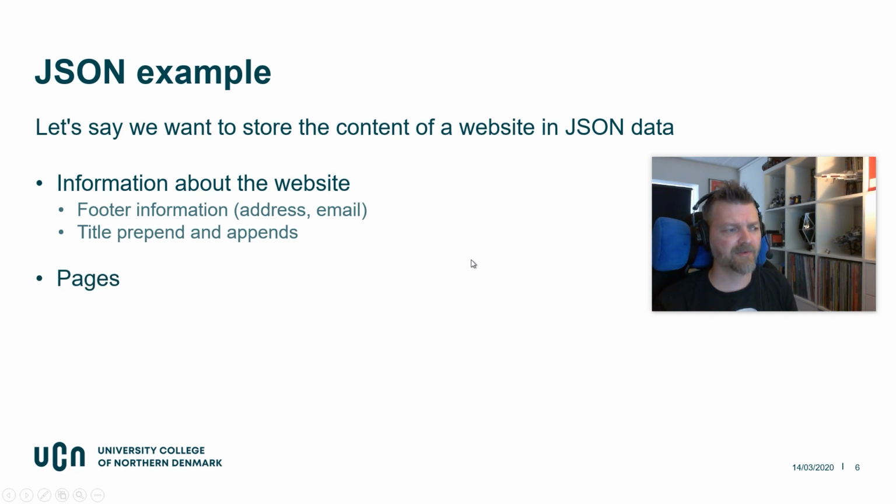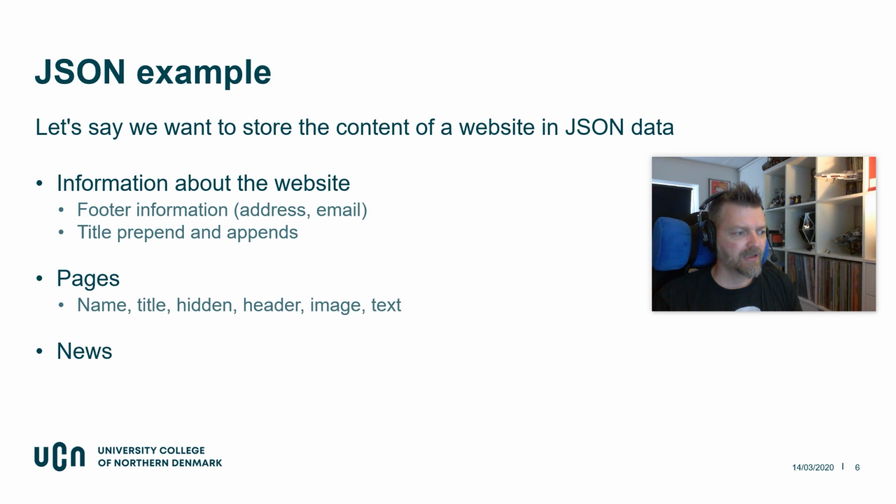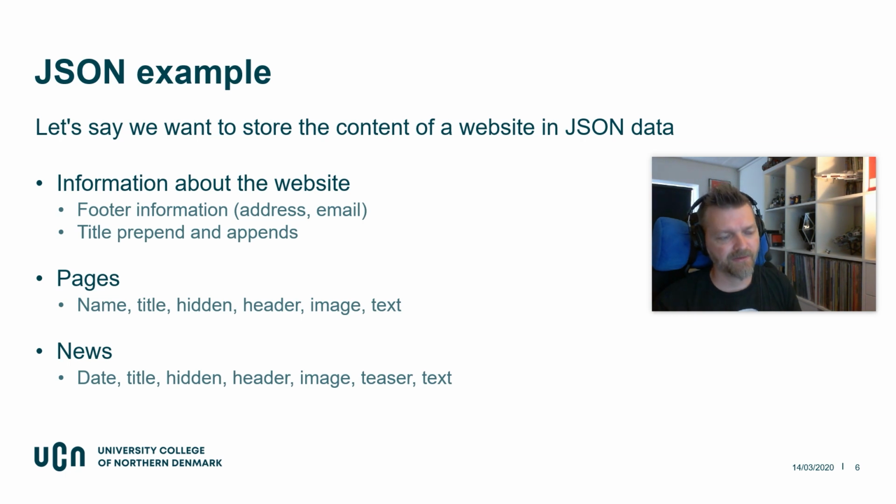Then we have another type of information. We have pages, which is another type of object here. The pages have stuff like name and title and a header and images and text, and we need to know if the page is hidden or not. Should it be visible in navigation? The third type is news, and news items have a date and they have a title, and we need to know if they're hidden or if they're shown, and they should have a header and an image and a teaser and a text. So we have these three different types of objects that we want to be able to show, where information about the website is a general thing, and pages and news are specific to each of the different types of pages there.